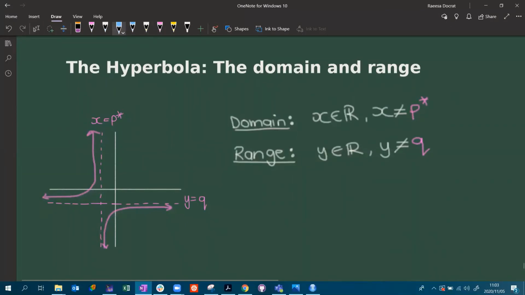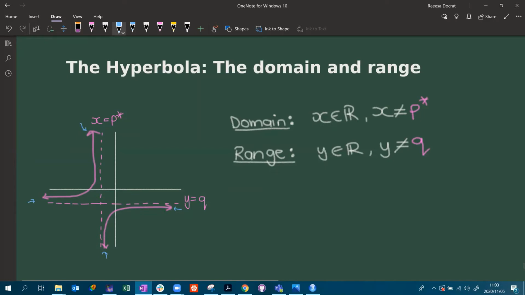In this video we have a look at the domain and the range of the hyperbola. So what is the domain? It's the x values that the graph covers, and the range is the y values that the graph covers. So with the hyperbola, these arrows over here indicate that it goes to positive and negative infinity in both the x and y. However, there's one value that it doesn't ever cover, and that's the asymptote.